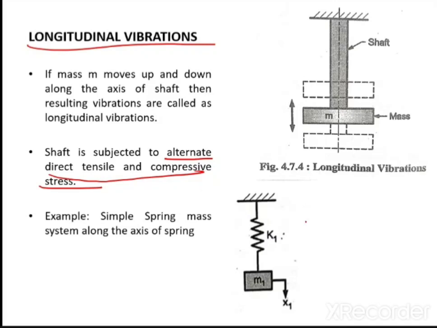Example: a spring mass system moving along the axis of the spring. The spring is vertically suspended, and if you give a small initial displacement x to the mass m1, then the vibrations are called longitudinal vibrations.